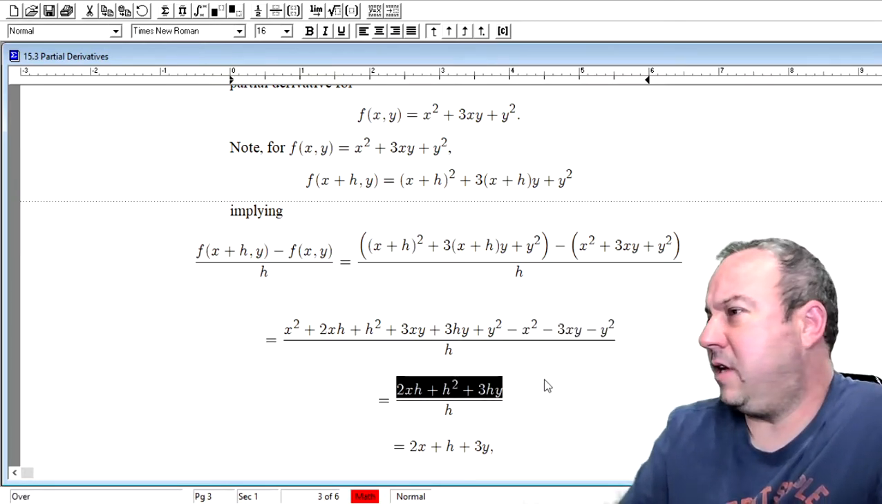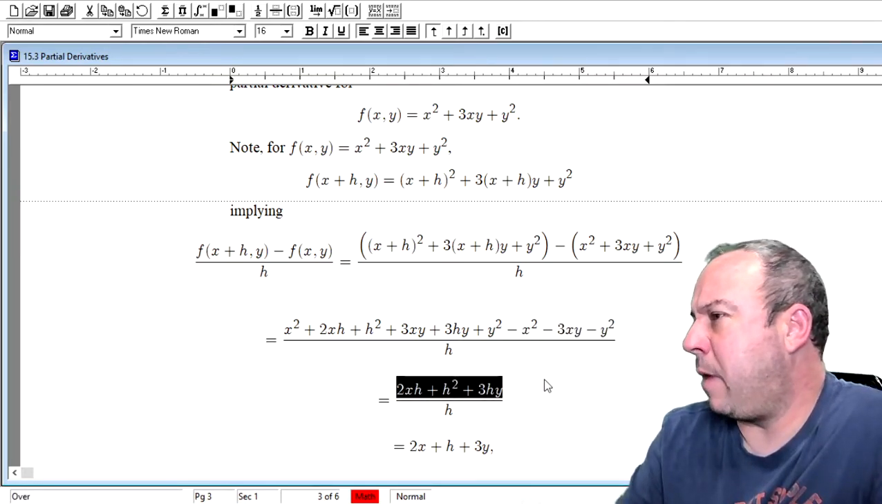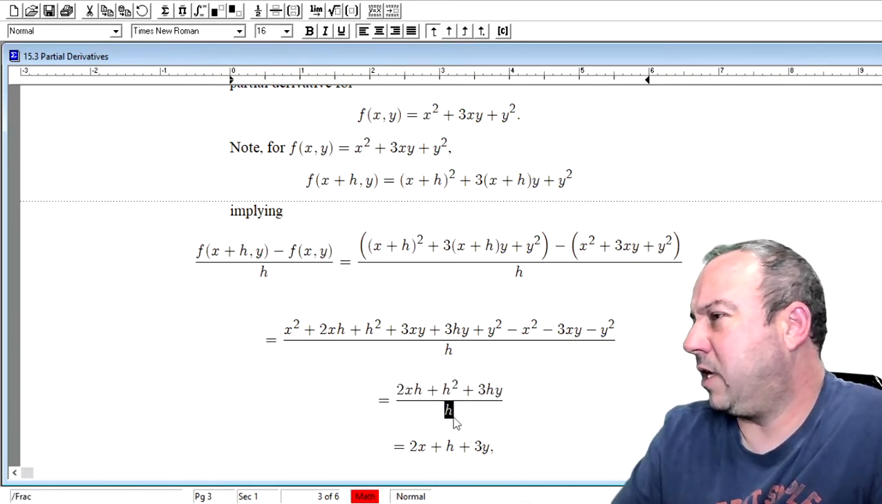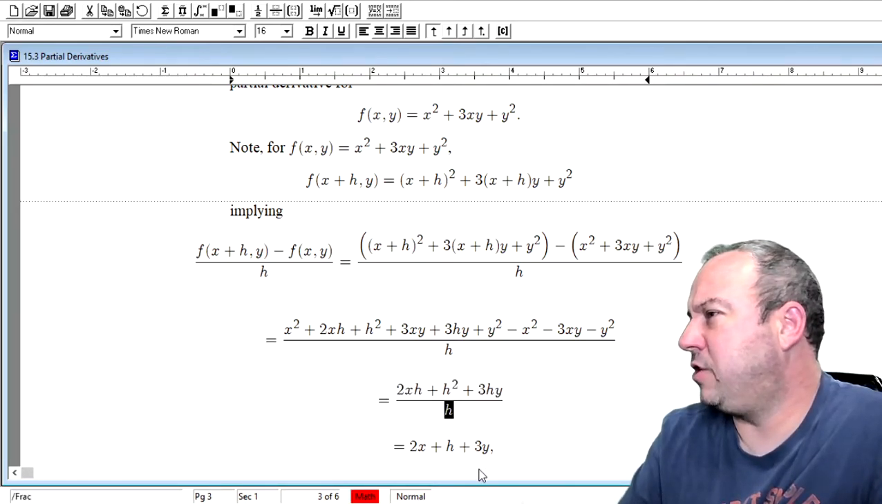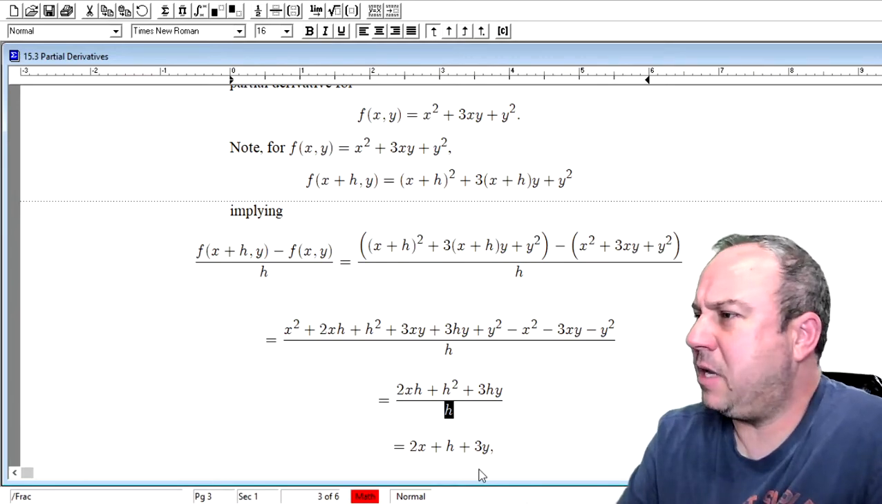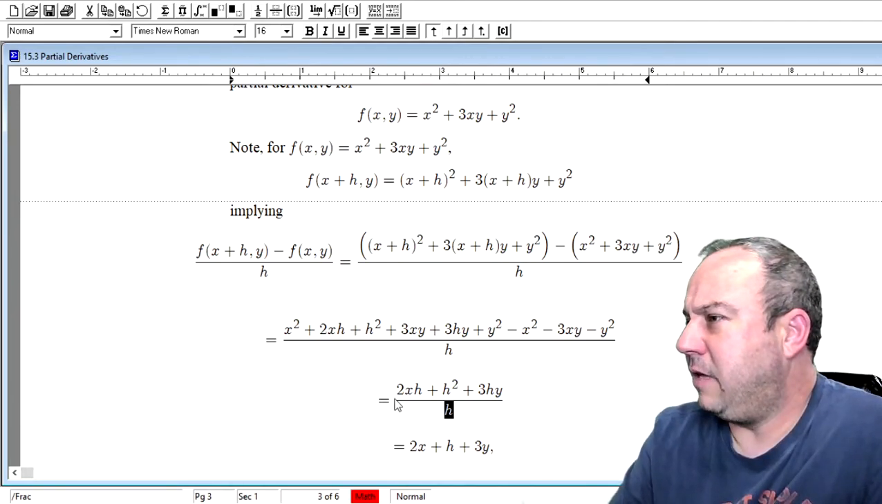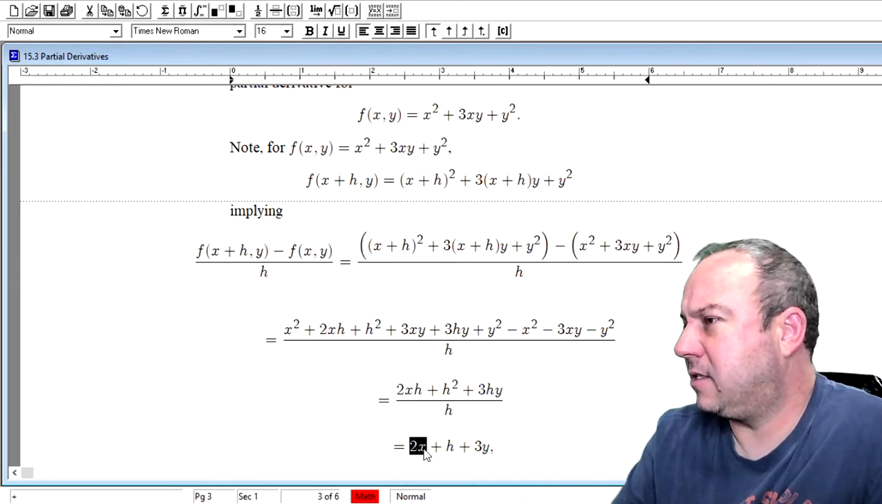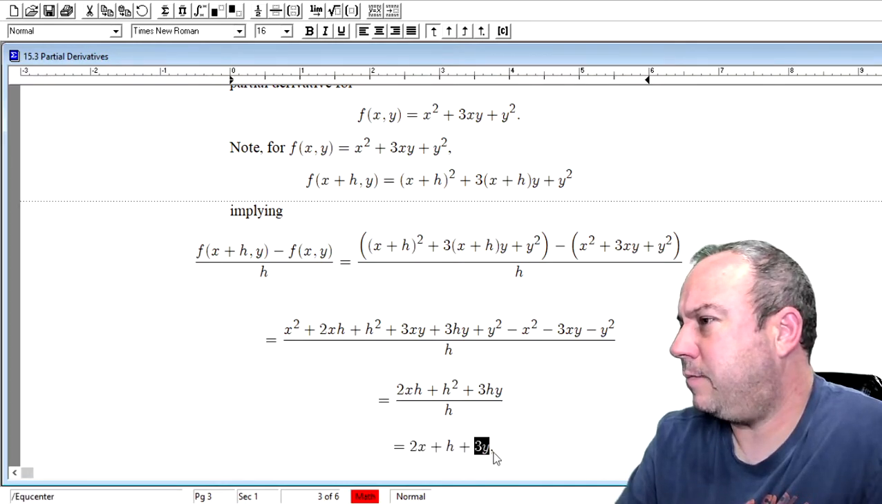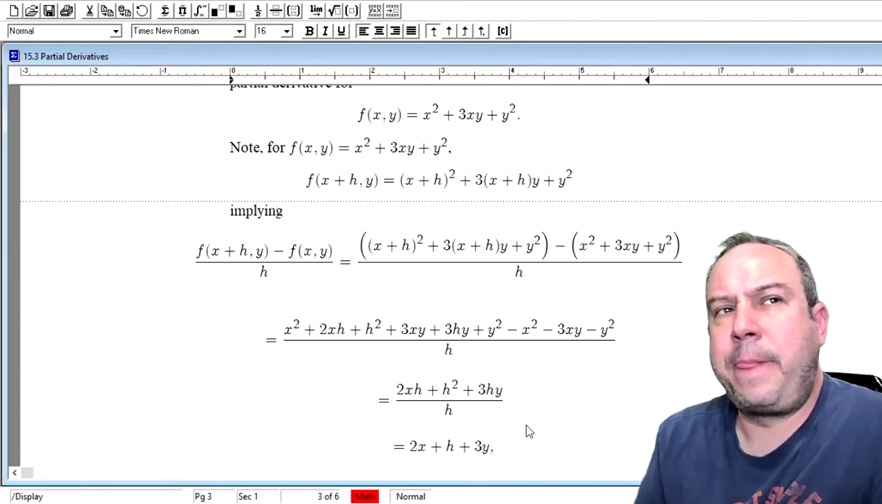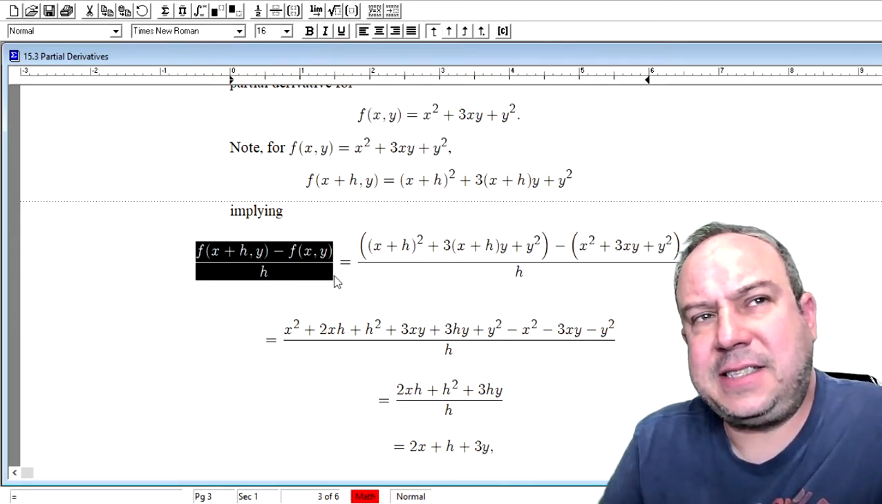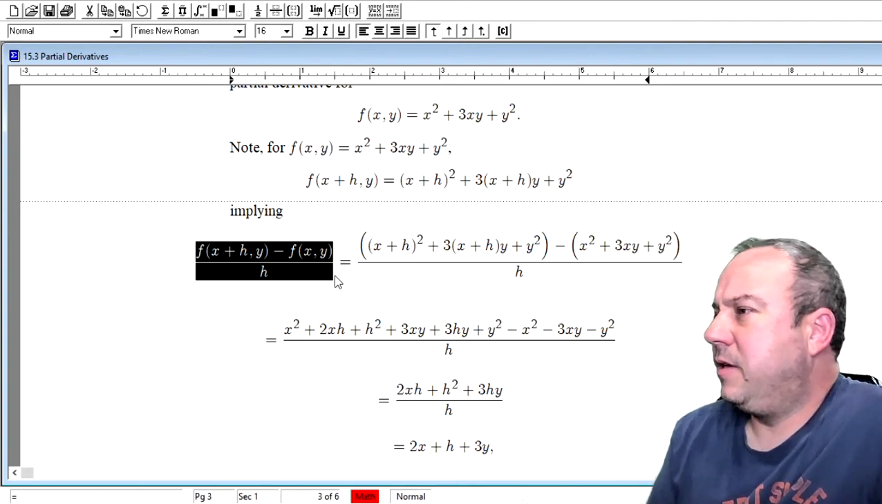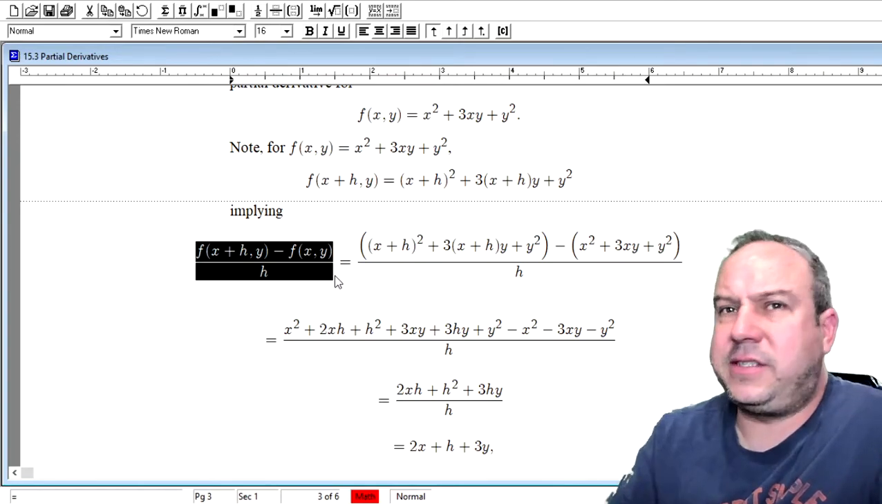Where that's convenient, having everything involving h remain, because we can now divide out at least one of those h's in each term with the h in the denominator. Leaving you with this first term, 2x, plus just h for the middle term, plus 3y for the last third term when you cancel that h. Now, what is this? This is the argument of our limit. The limit is h heads to 0.